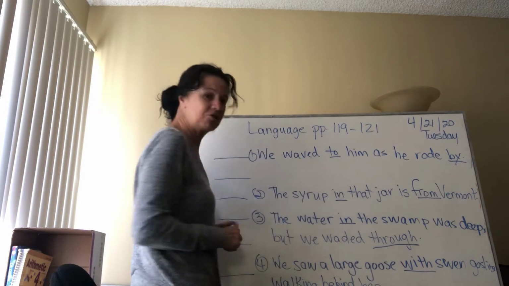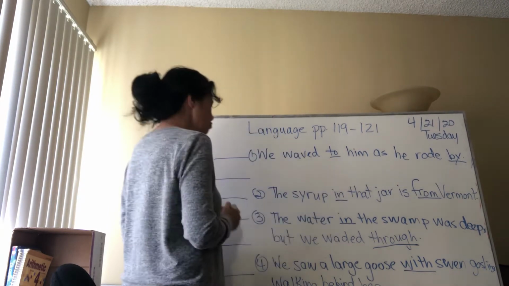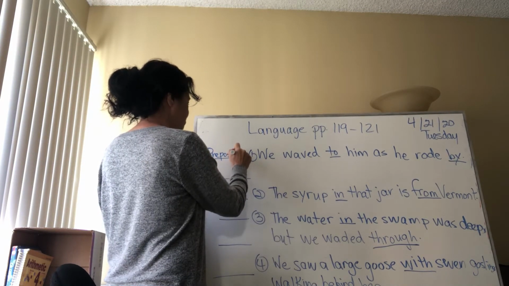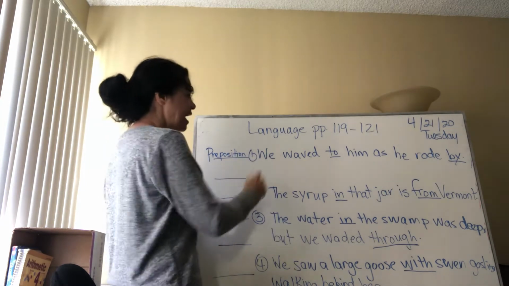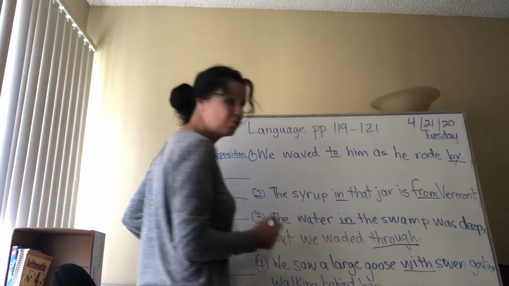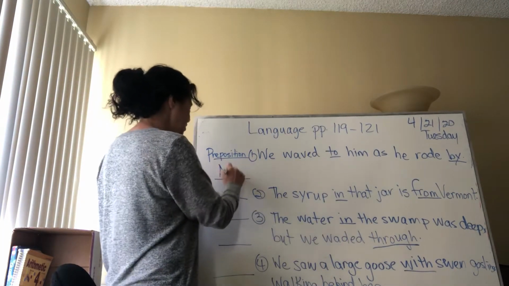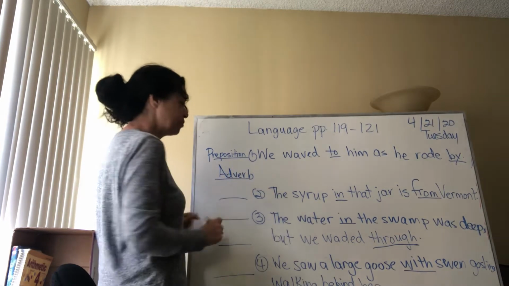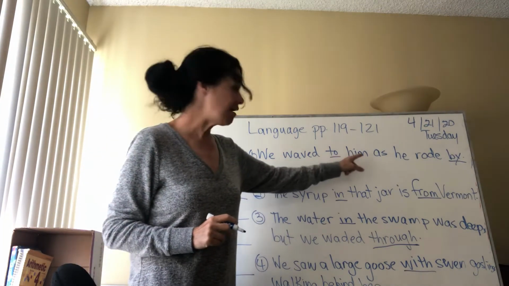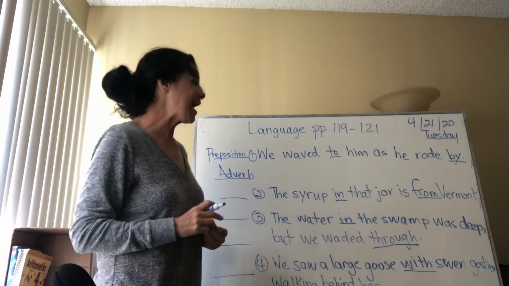So let's look at to. Does to have an object? Yes, him. So to is a preposition. So I'm going to write preposition in the blank. And then I see by is underlined. Is there an object after the word by? No, it's the last word in the sentence. So you would write in the next blank, adverb. So the first underlined word is a preposition because it has the object him. And the last underlined word by is an adverb.